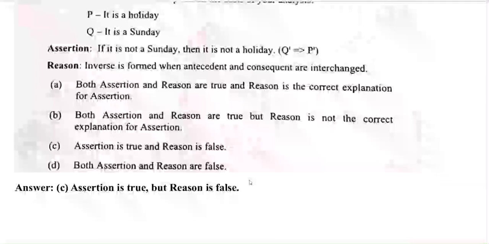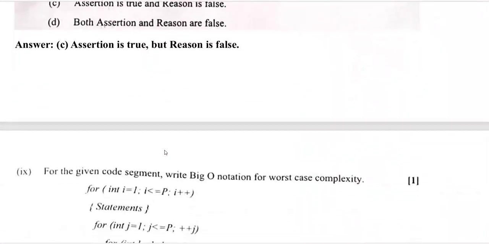I hope you all know what is the inverse of an expression, what is the converse of an expression, and what is the contrapositive of an expression. Inverse means if P tends to Q, the inverse will become P bar tends to Q bar, whereas converse is Q tends to P, and contrapositive is Q bar tends to P bar. So here the assertion is actually a contrapositive and not an inverse. Let's move to the next one.